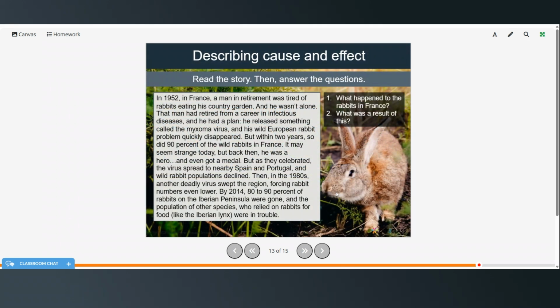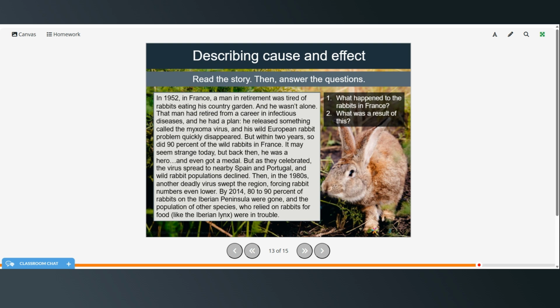All right, so now read the story and then answer the questions. Again, you can pause the video, read on your own, or follow along as I read. In 1952, in France, a man in retirement was tired of rabbits eating his country garden, and he wasn't alone. The man had retired from a career in infectious diseases, and he had a plan. He released something called the myxoma virus, and his wild European rabbit problem quickly disappeared. But within 2 years, so did 90% of the wild rabbits in France. It may seem strange today, but back then he was a hero and even got a medal.